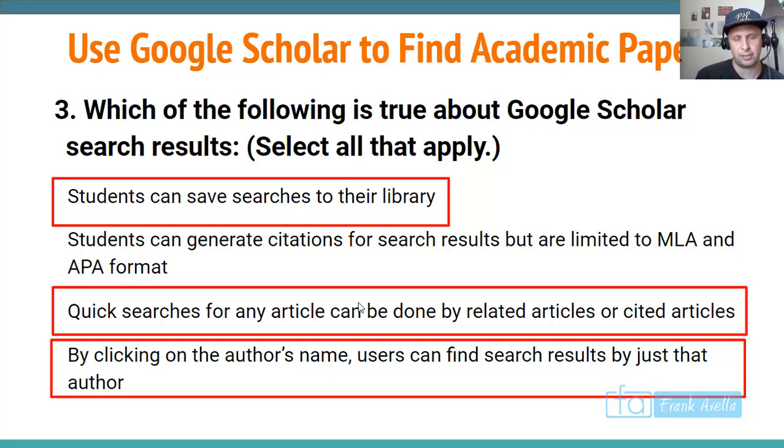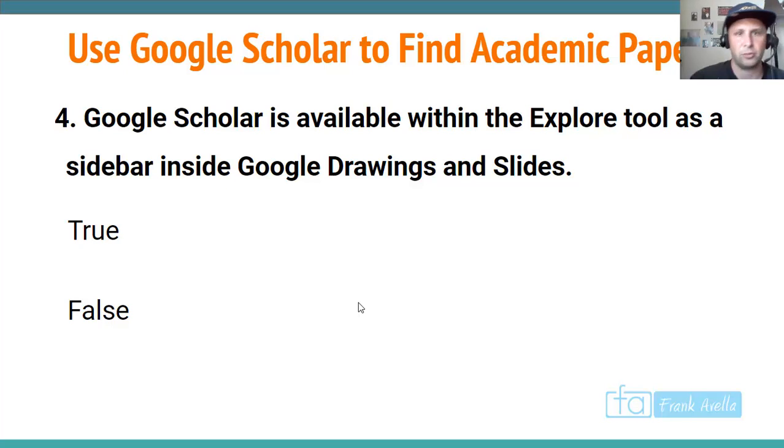Okay, so again, this whole section is about search. It's talking about Scholar, but how to search on Scholar and everything. Remember the overall theme of this unit. Google Scholar is available within the Explore tool as a sidebar inside Google Drawings and Slides. None of that makes sense. Google Scholar isn't inside the Explore tool. If anything, you would expect the Explore tool to be at the bottom of Google Scholar.